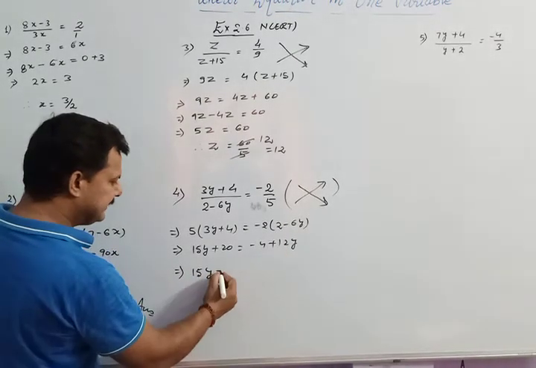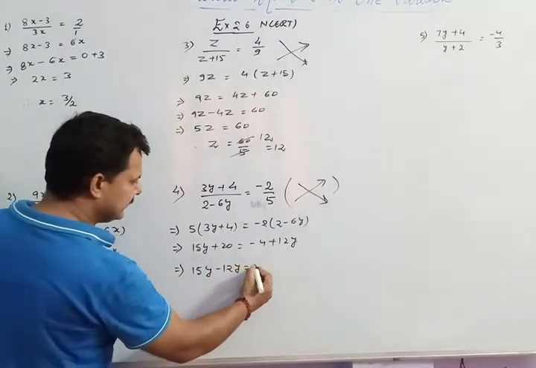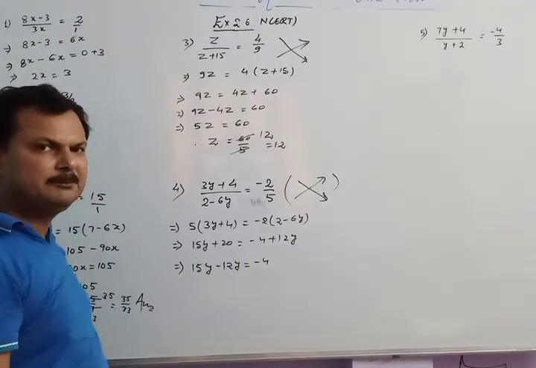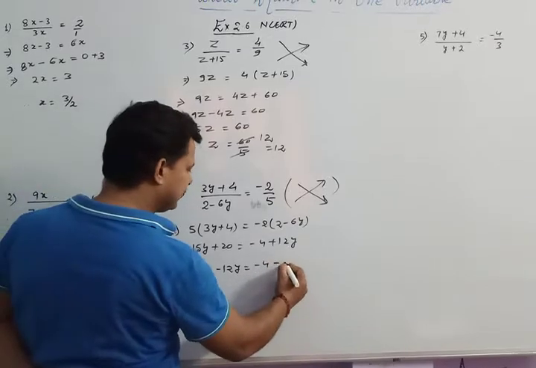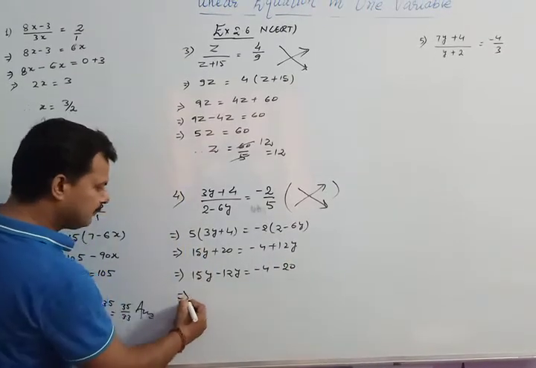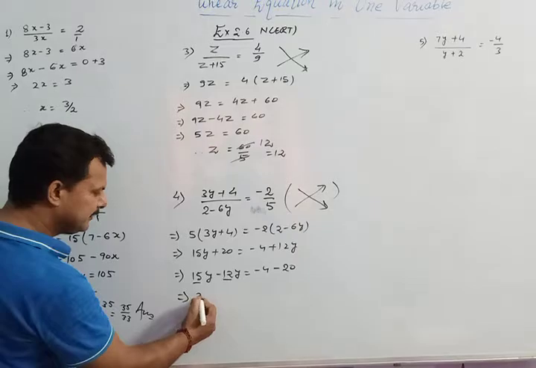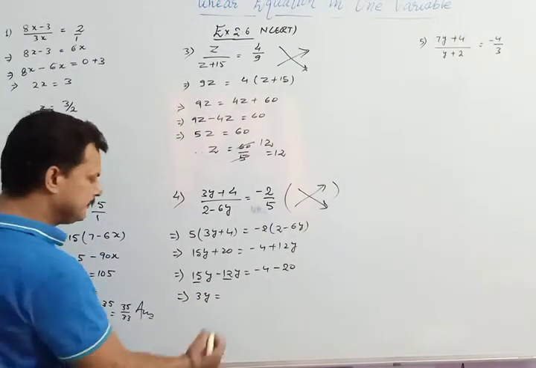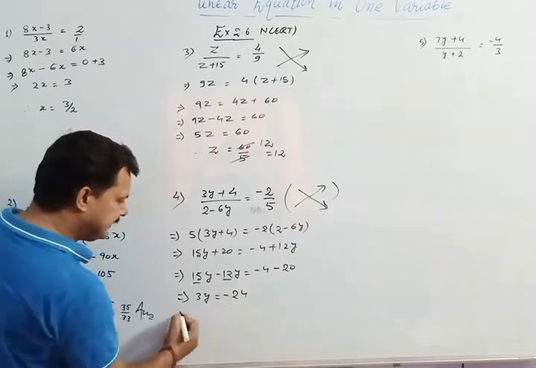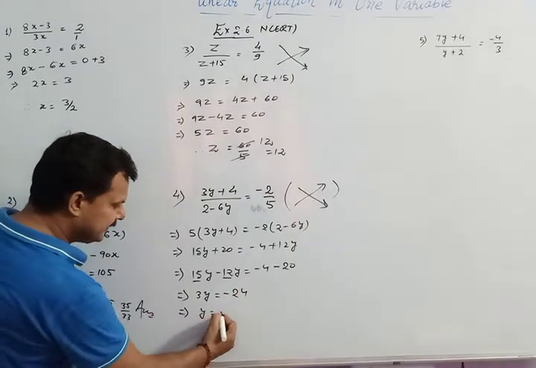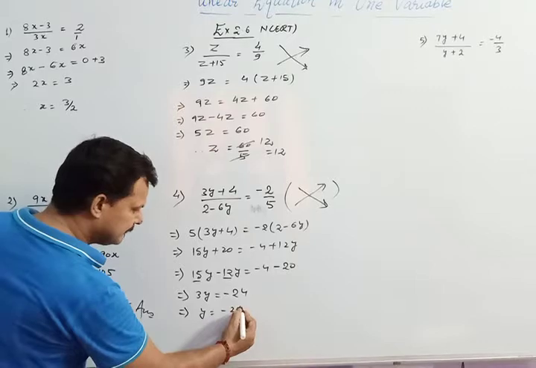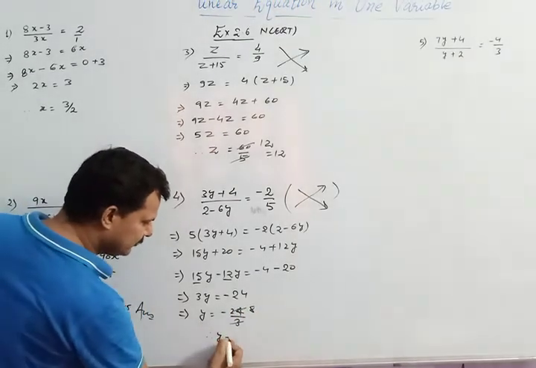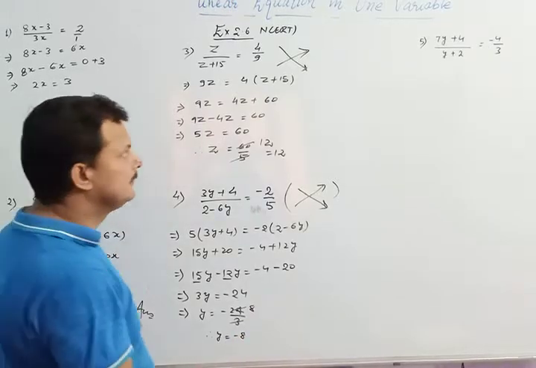12y is plus here, this side it becomes minus. Minus 4. Here plus 20 constant, if you transpose that side, it becomes minus 20. Now subtract the coefficients, 15 minus 12, 3y. And here add, both are the same sign, 24. 3 is multiplying here, after transposition it will divide. 8. Therefore y is equal to minus 8.